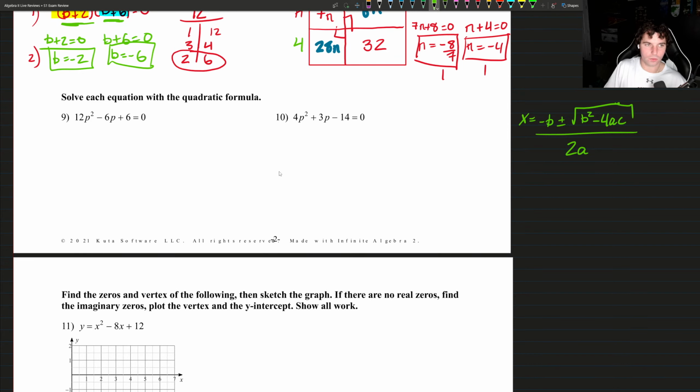All right. So for this number 9, we get that p is equal to negative b, right? In this case, b is this negative 6. So we get negative negative 6 plus or minus the square root of b squared minus 4 times a, which is 12, and c, which is 6, and this is all over 2 times 12.